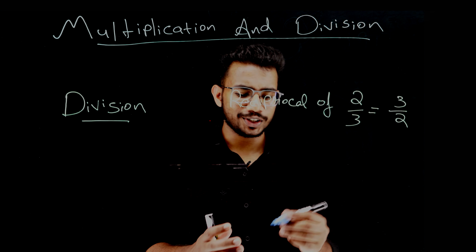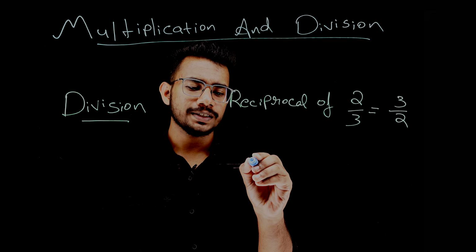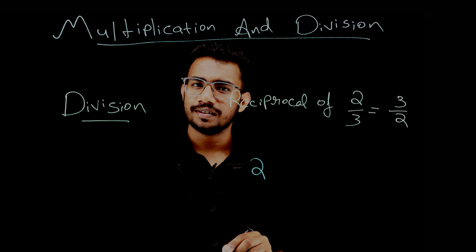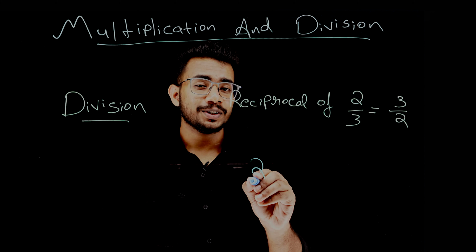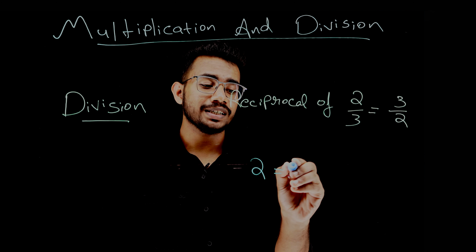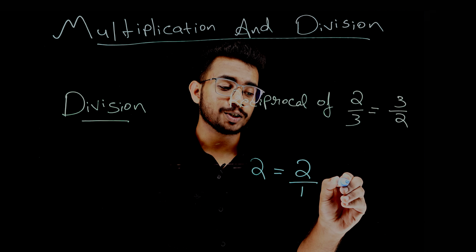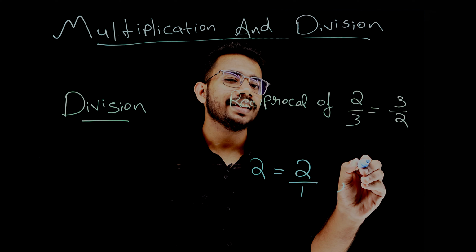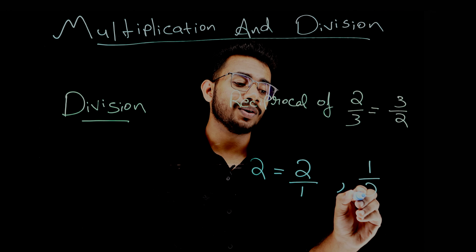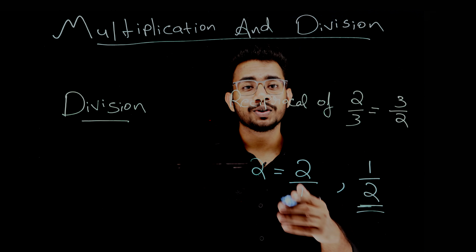Now, interesting question. What is the reciprocal of 2 then? What is the reciprocal of 2? I know that 2 can be written as 2 divided by 1. Then the reciprocal would be exactly 1 over 2. So keep this idea in your mind, okay? Now moving on to the questions.